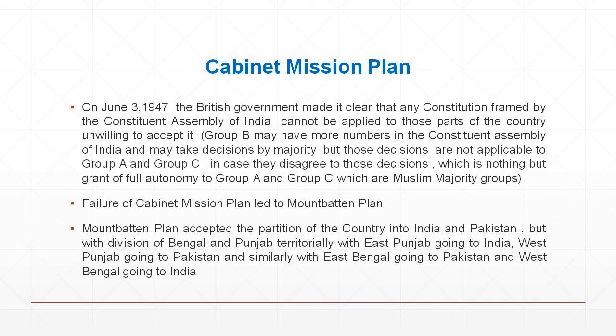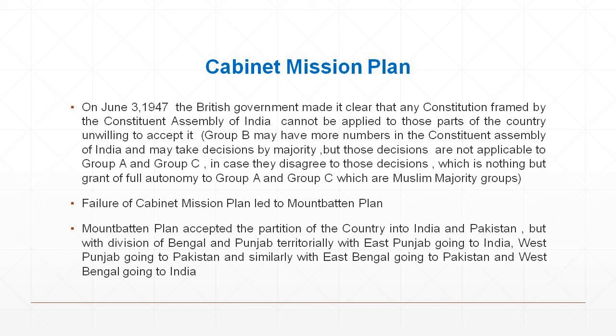Again, on June 3, 1947, the British government made it clear that any constitution framed by the Constituent Assembly of India, formed in 1946, cannot apply to those parts of the country which are unwilling to accept it. So basically, there was this talk of a Constituent Assembly being formed, which comprises of Indians. So Indians would decide what India's constitution would be. This Constituent Assembly is a result of the Cabinet Mission which came to India in 1946.